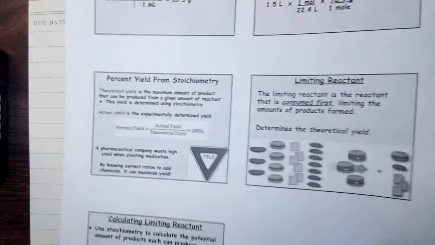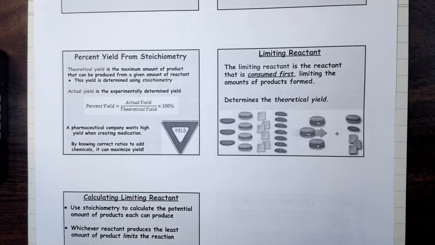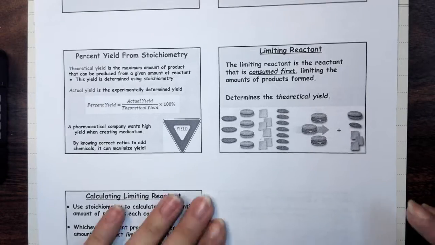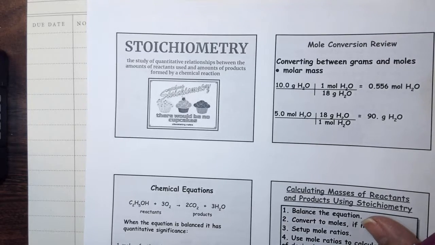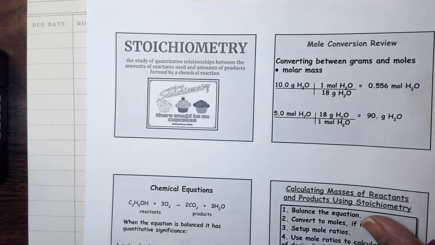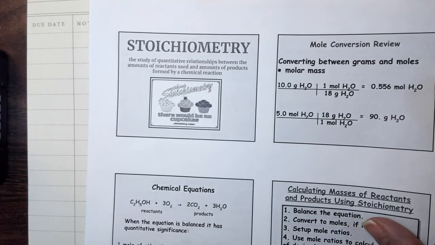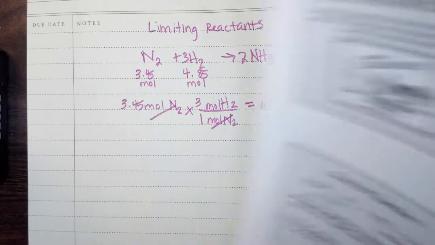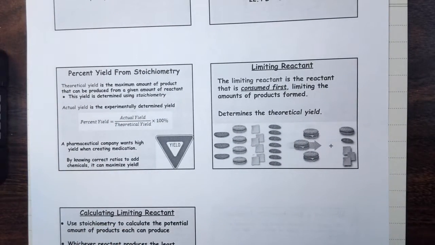Alright, so limiting reactants. For the last few days we've been talking about stoichiometry, okay? And remember, on our notes, we discussed how stoichiometry is the study of quantitative relationships between the amounts of reactants used and the amounts of products that will be formed in a chemical reaction. So with that in mind, we've been calculating the theoretical yield, or the maximum amount of product that can be produced from a given amount of a reactant, okay?